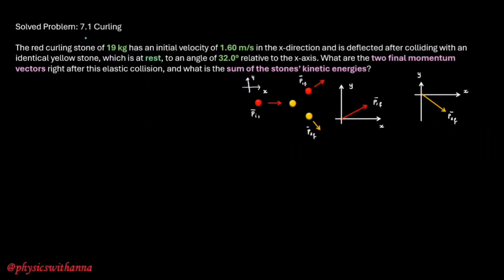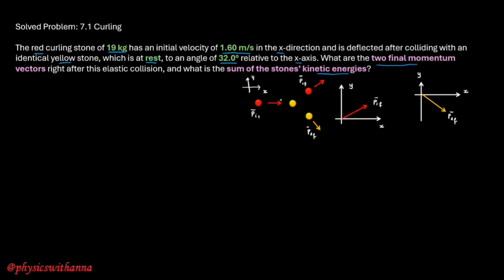Solve problem 7.1 Curling. The red curling stone of 19 kg has an initial velocity of 1.60 meter per second in the x direction and is deflected after colliding with an identical yellow stone which is at rest to an angle of 32° relative to the x-axis. What are the two final momentum vectors right after this collision? And what is the sum of the stones' kinetic energies?